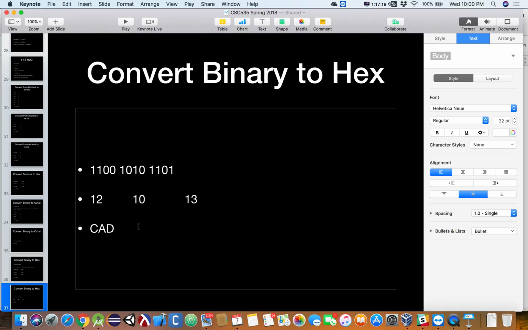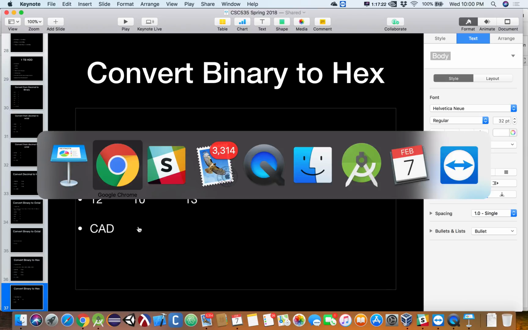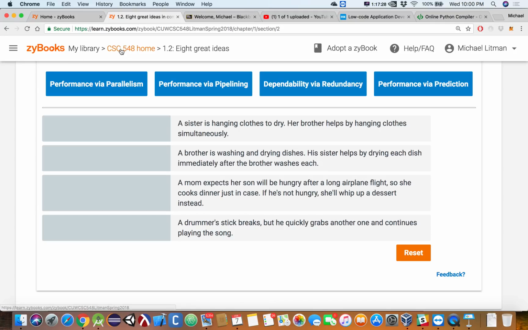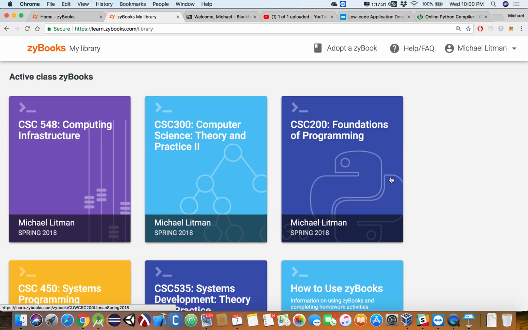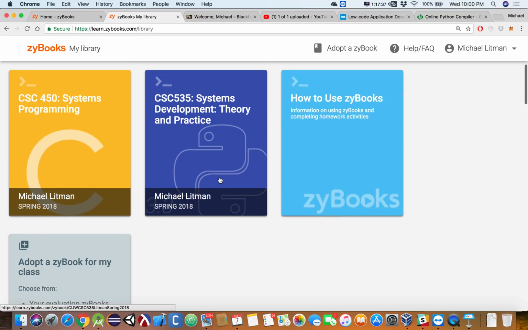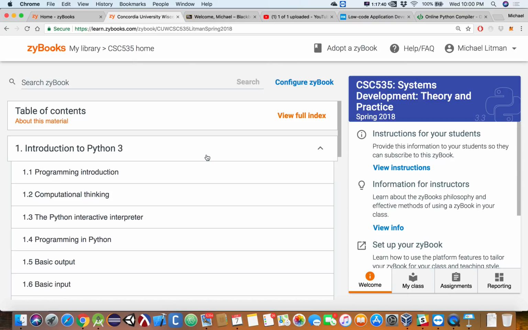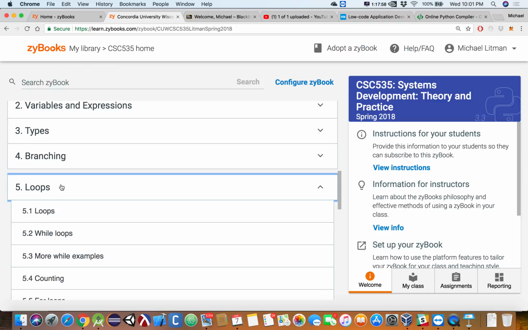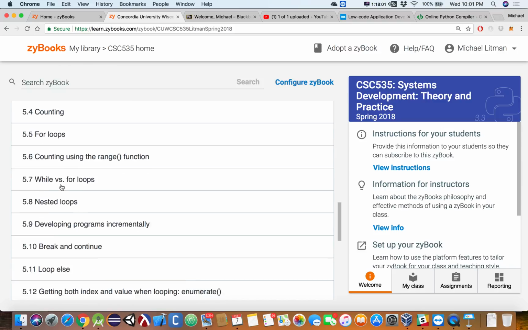All right, questions about any of that? All right, your homework for next class, and for those of you who didn't get the Mendix thing done, go ahead and finish that. Homework for next class is in the book, CSC535. As you go through this, there are interactive exercises that you get graded on, and you can keep redoing them until you get full credit. So I would presume you would do them until you get full credit. So go through chapters 1 through 5 for next week, doing all the interactive activities in those.